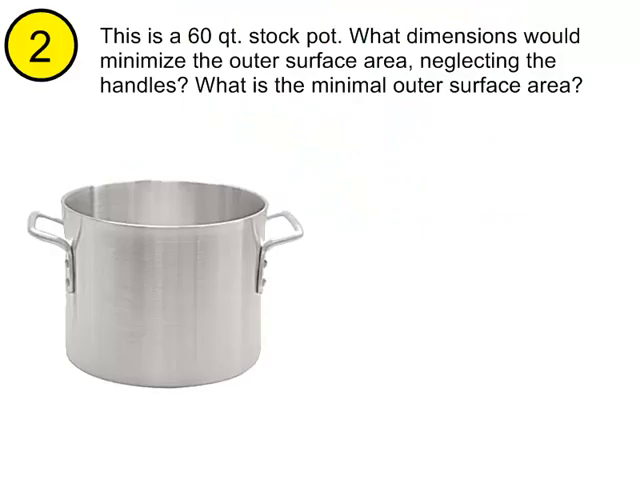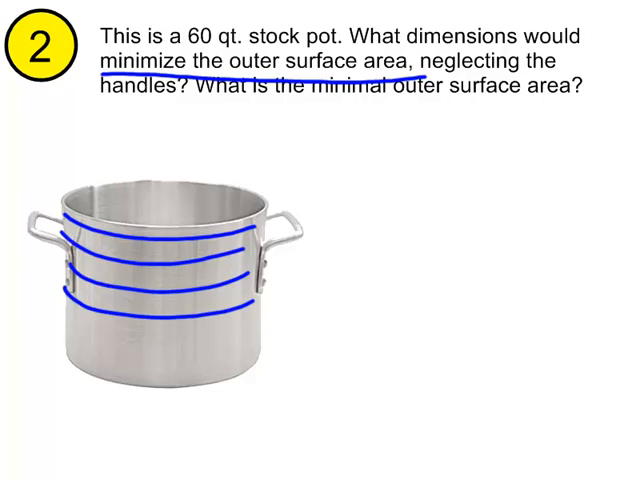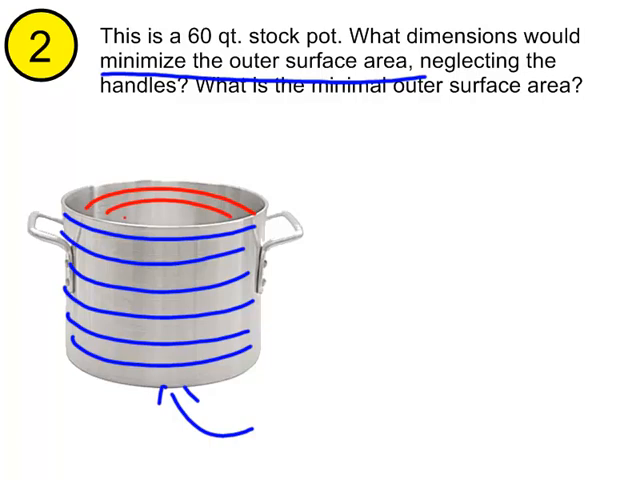Okay, so here's a picture of a 60-quart stock pot that I found off the internet. And we want to know what dimensions would minimize the outer surface area, neglecting the handles. So what is it we're trying to make as small as possible? Well, the surface area of this outside surface. And we will count the bottom there, underneath the pot. We'll count that as part of the outer surface area as well. What we will not count is the inside of the pot, or the handles themselves too, right?